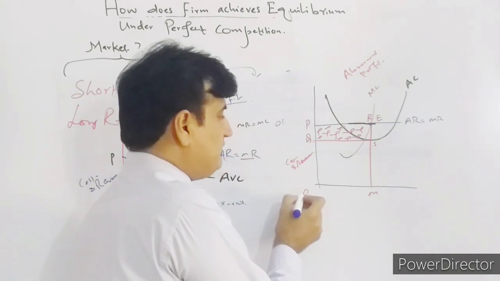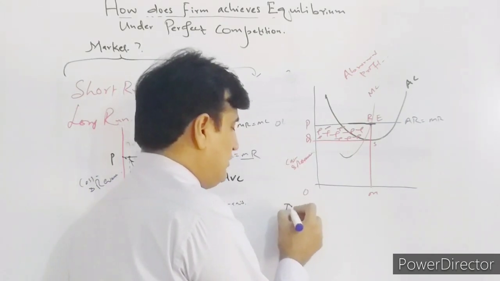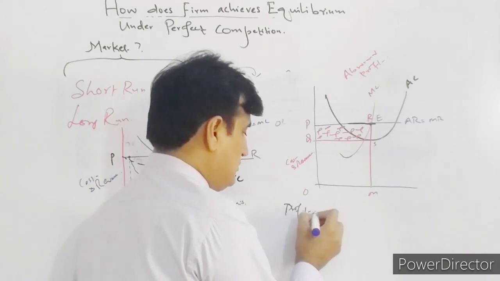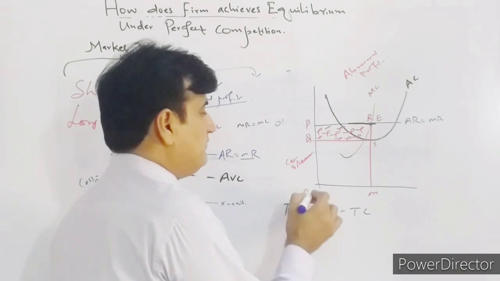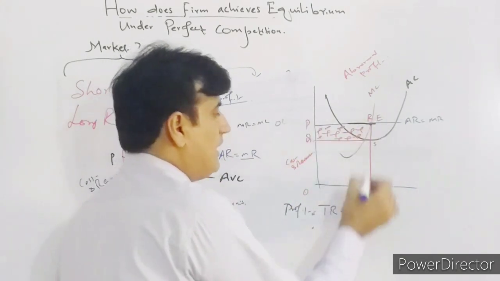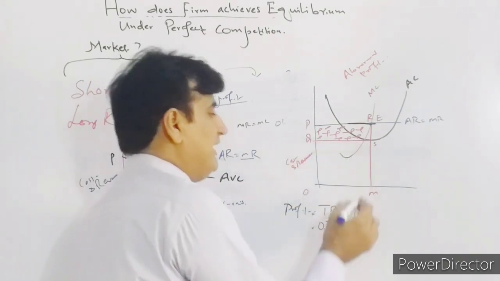As we know, profit is equal to total revenue minus total cost. So the total revenue of the firm is OPRM, whereas the total cost of the firm is OQSM.